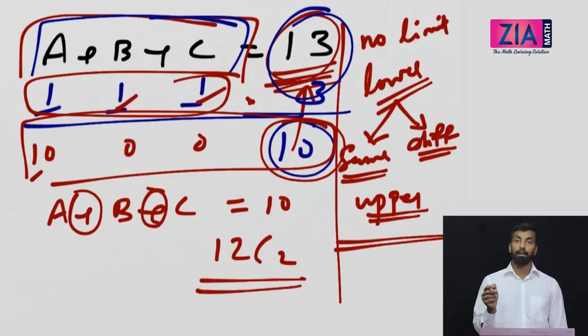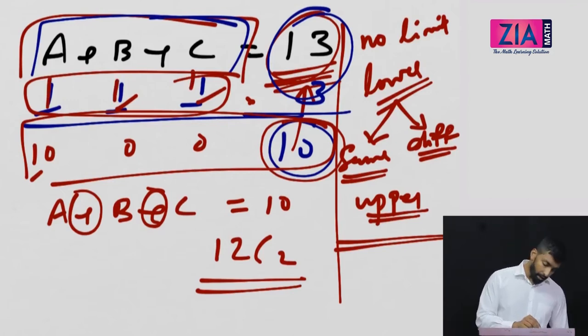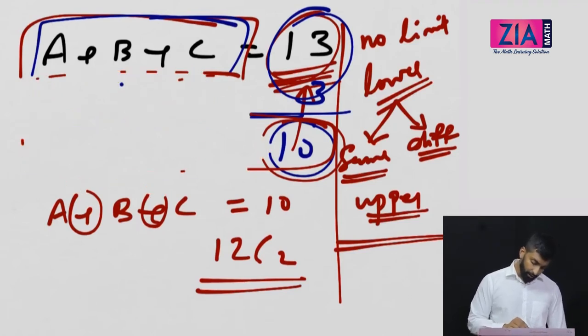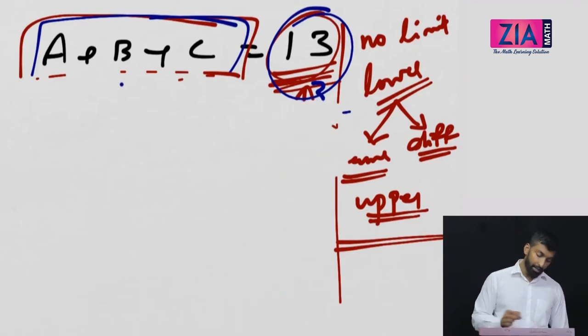What is the question? This is a lower limit question, right? How many ways can you distribute 13 chocolates to 3 people such that all should get at least 1? I satisfy the condition, then apply the previous method, then it becomes a no limit question. Now if the question is something like this: how many ways can you distribute 13 chocolates to 3 people such that A should get 1, B should get 2, C should get 3.